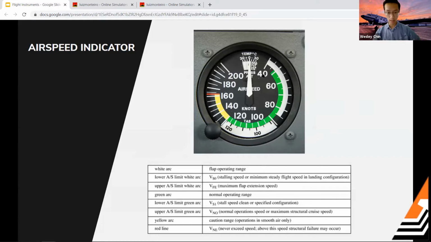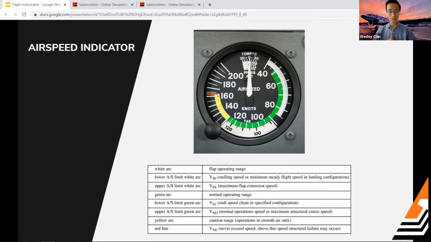The green arc, this is your normal operating range. And let's also talk about the limits, right? So your lower limit of the green arc is VS1, stall speed in a specified or clean configuration. And VNO is the border over here, the green and yellow. That's going to be your maximum structural cruise speed. Yellow arc is your caution range, so you should only be operating there in smooth air. So if it's bumpy, slow down. And finally, the red line is your VNE, never exceed speed. So if you exceed that, you're probably going to have some kind of structural failure.